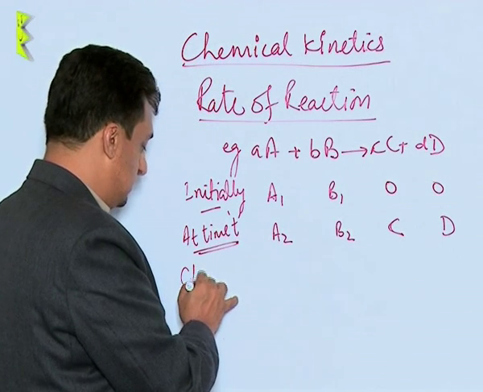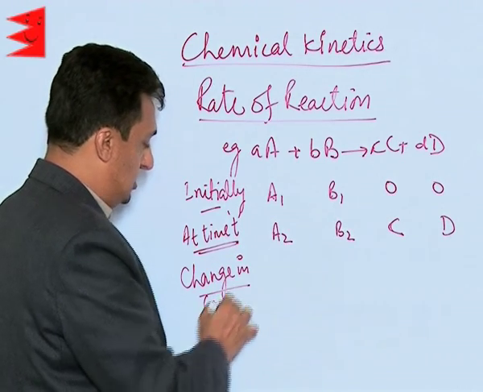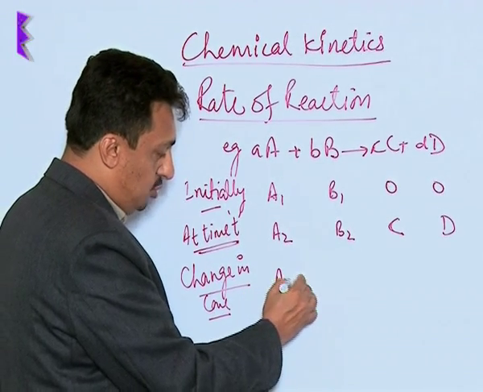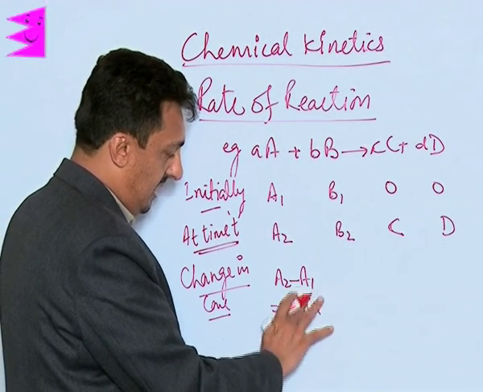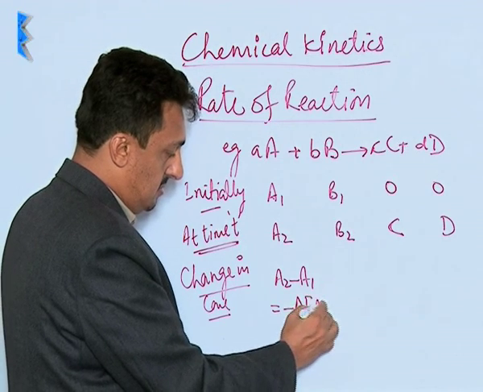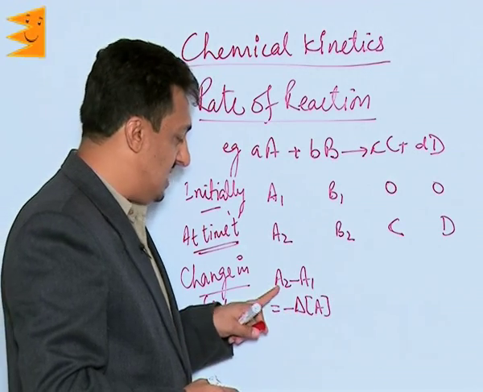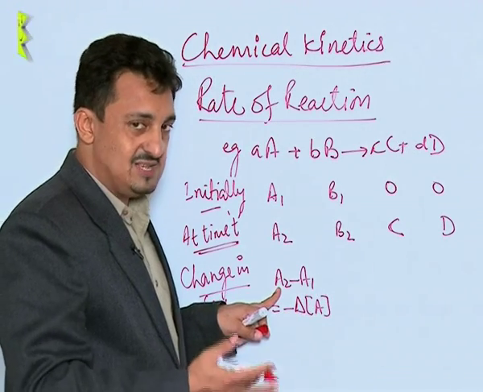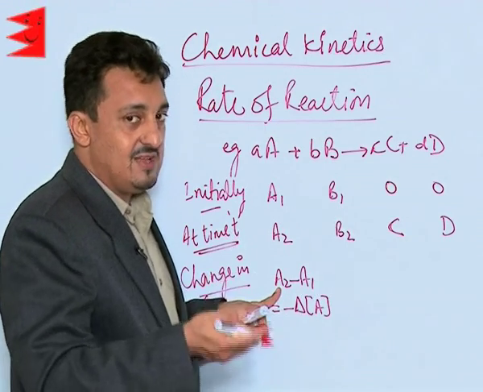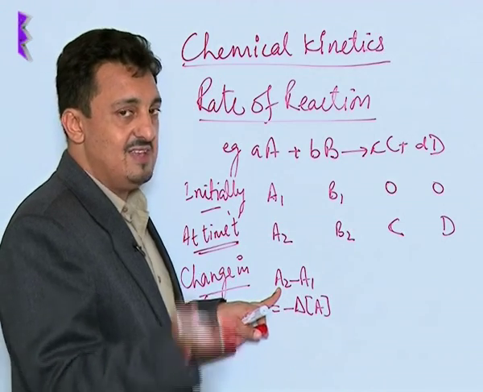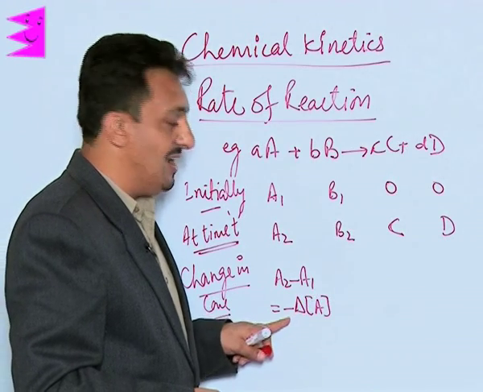So what we find is the change in concentration. It will be A2 minus A1, which is written as delta of A. You need to know why I'm putting a negative sign here. Because this A2, the concentration of the reactant at time t, is lesser than the initial concentration, because it is the reactants which are getting consumed. So their concentration is always less than the initial concentration. That is why when we subtract A1 from A2, we get a negative answer.